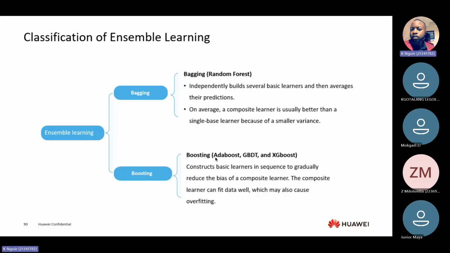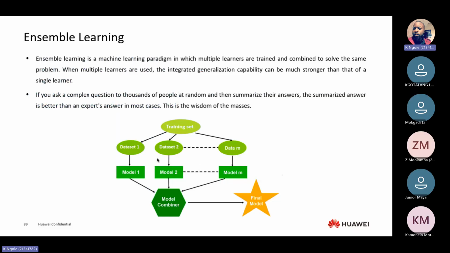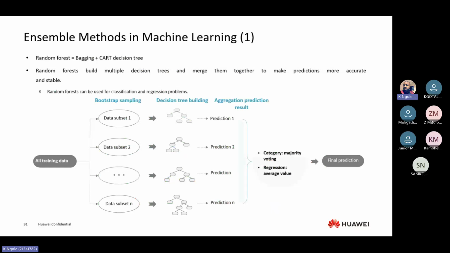Okay, and then we have boosting. For boosting, we have examples such as AdaBoost, GBDT, and XGBoost. The way these algorithms work is that they construct basic learners, or models, in a sequence to gradually reduce the bias of the composite learner. So in that case, the output of this model helps us build the next model, and whatever we get from that model helps us build the next one. That way we are reducing the bias. These are examples of ensemble methods in machine learning.